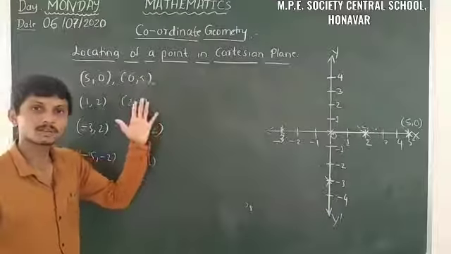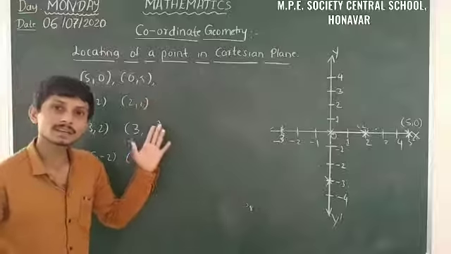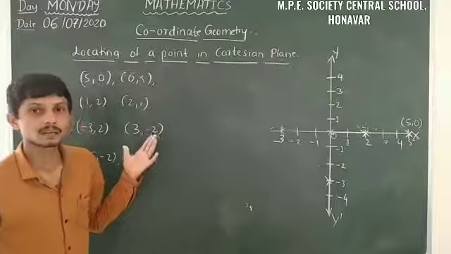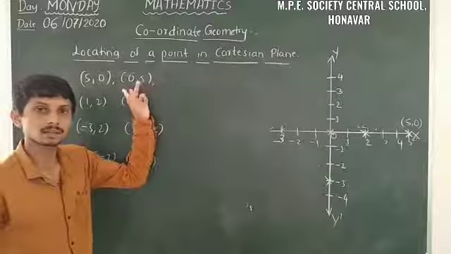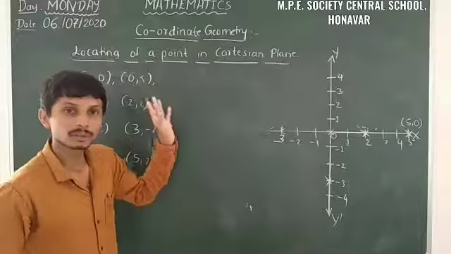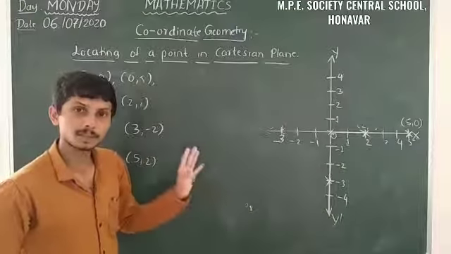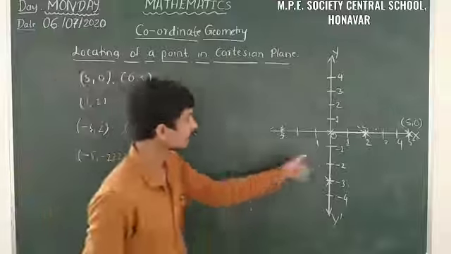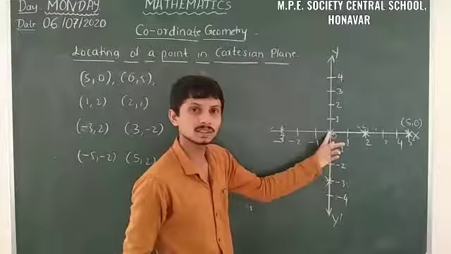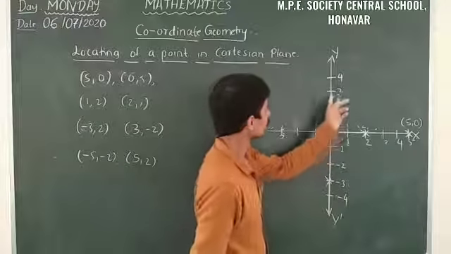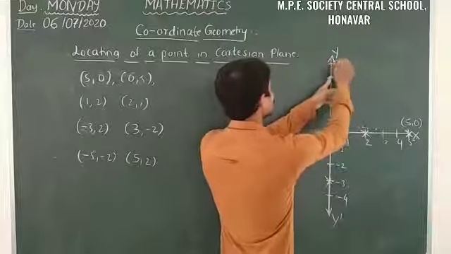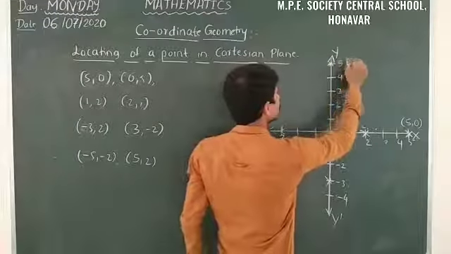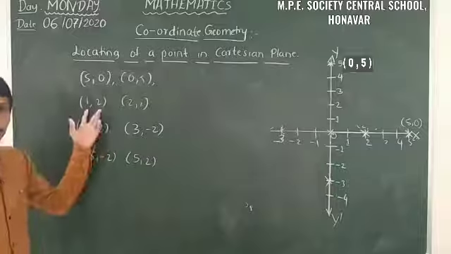Then we take (0, 5). The point is located on the y-axis only, because the y-coordinate is non-zero and the x-coordinate is 0. We have to start from the origin and take the distance along the y-axis up to 5. So the point is here.